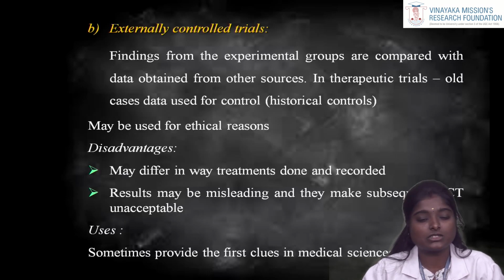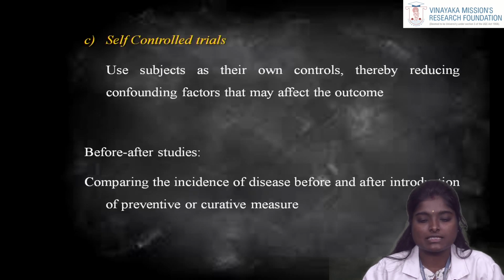And then externally controlled trials. Here the findings from the experimental groups are compared with data obtained from other sources. It may be used for ethical reasons. We find an external control, for example, the historical controls. The disadvantage is that it may differ in the way treatment is done and recorded, and results may be misleading and make a subsequent RCT unacceptable. And sometimes it provides a clue for the medical sciences.